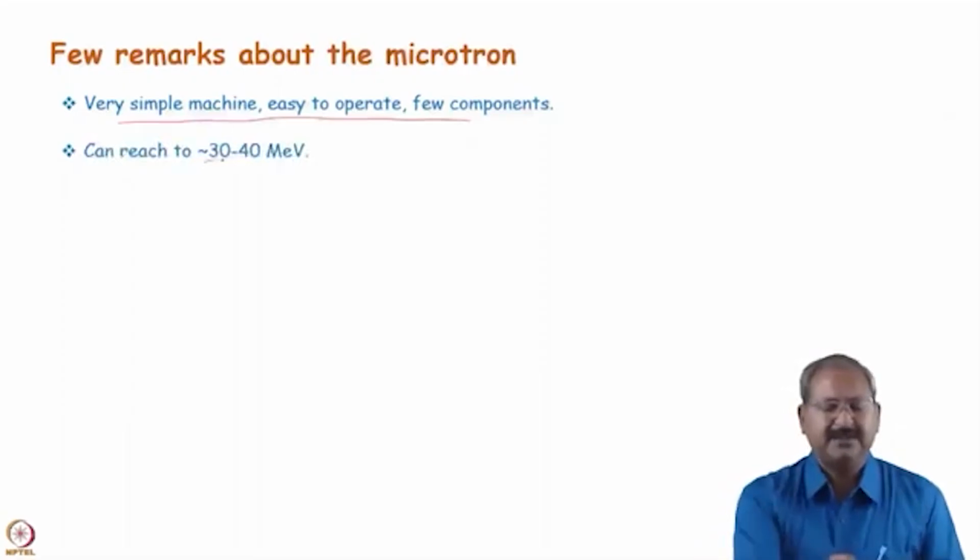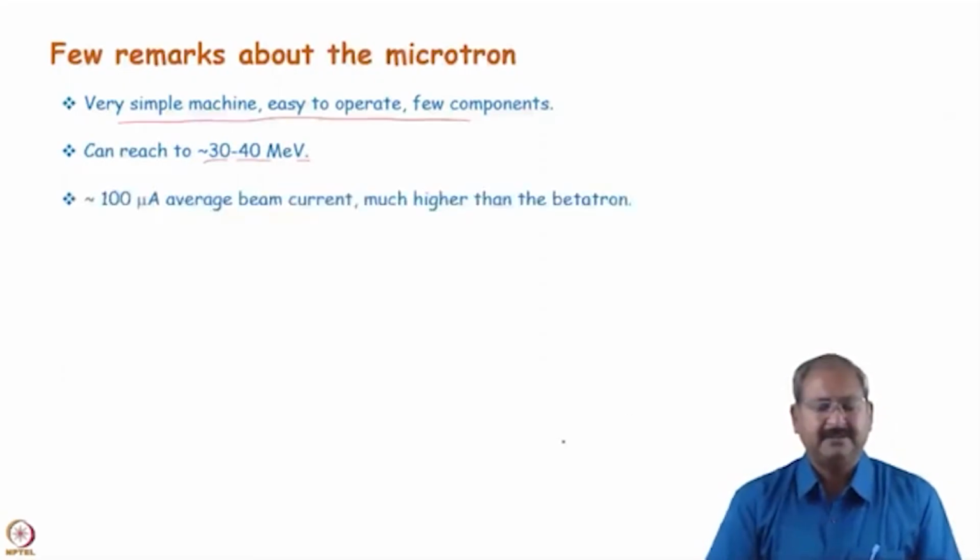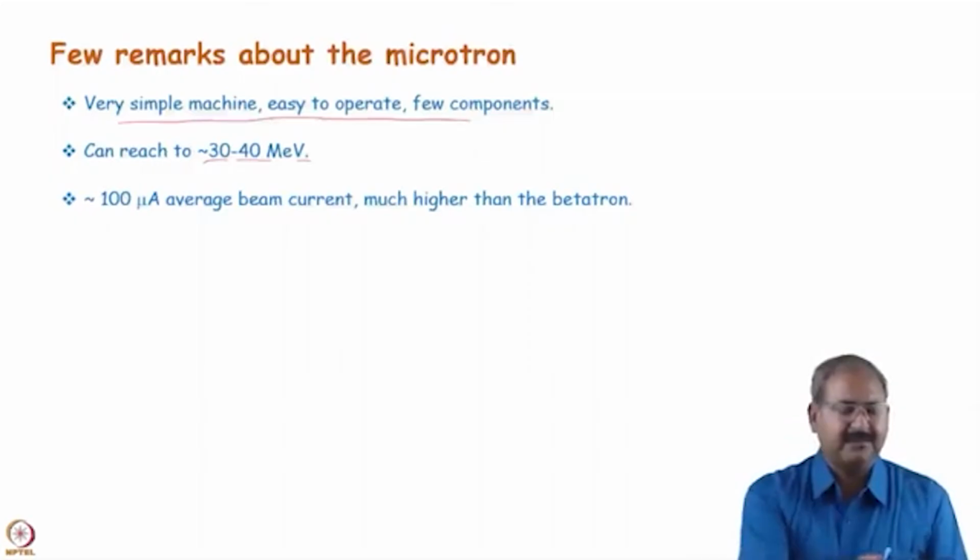It can reach up to 30-40 MeV in the case of the classical microtron. Why am I using the word classical microtron? We will see that there is another configuration known as the racetrack microtron. We will see that a bit later.